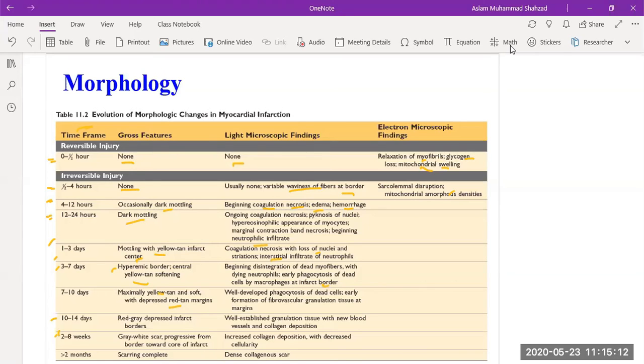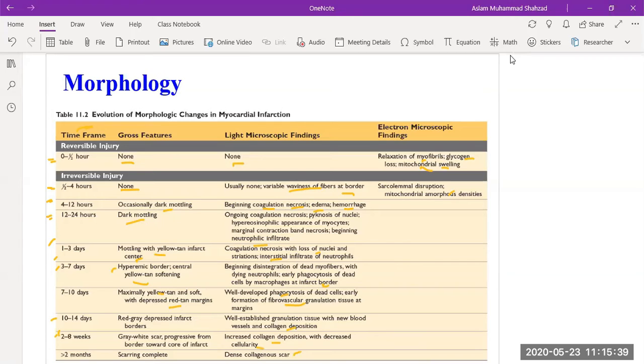And with further increase from 7 to 10 days, well-developed phagocytosis occurs, and then fibrovascular granulation tissue occurs at the margin. With more increase of the days, the well-established granulation and new blood vessels and collagen deposit occur, and then with an increase of the collagen deposit and decreased cellularity, at the end dense collagen scar will be found.